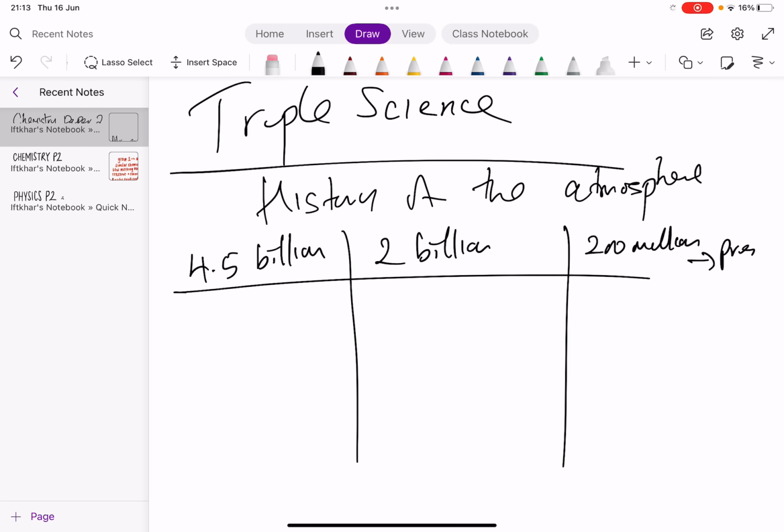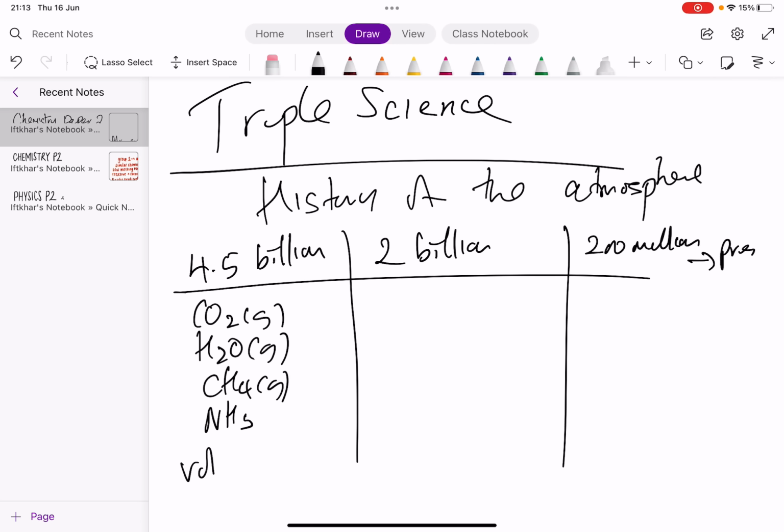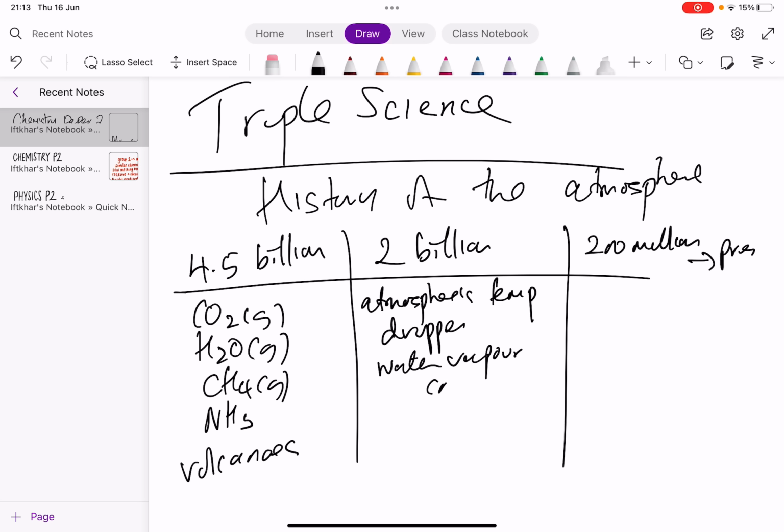So how has the atmosphere changed? 4.5 billion years ago, the atmosphere had carbon dioxide, water vapor, methane, ammonia, because volcanoes were erupting. 2 billion years ago, the atmosphere temperature dropped, water vapor condensed, dropped to the ground, formed oceans.